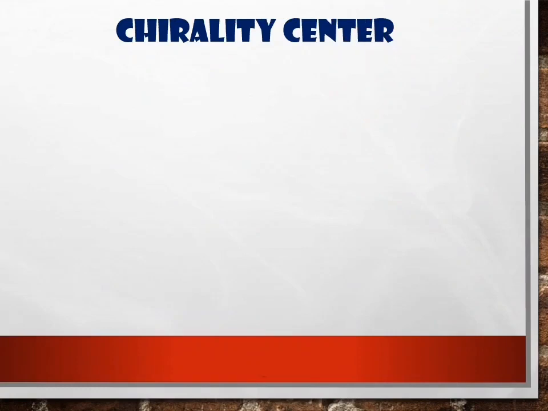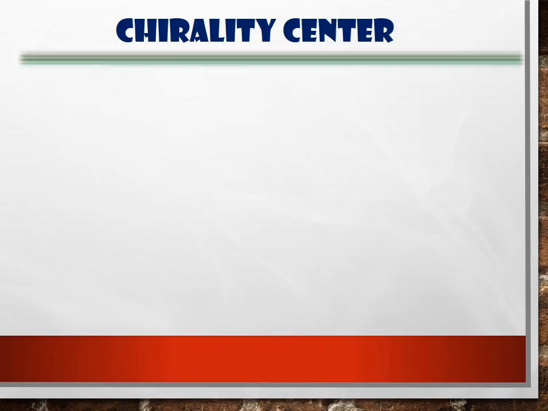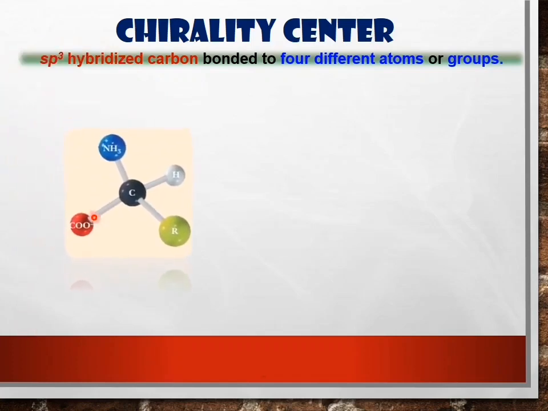Now we look at chirality center. Chirality center is an sp3 hybridized carbon bonded to 4 different atoms or groups of atoms, like this. So look here, class. This carbon atom is bonded to this group of atoms, NH3, and one atom here which is hydrogen, and R here refers to an alkyl group. Alkyl group, for example, like CH3 group, and then bonded to COO minus.